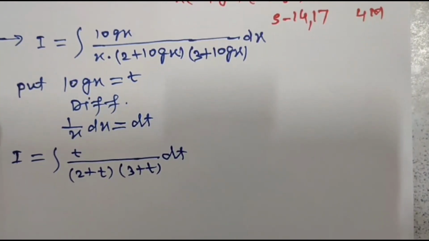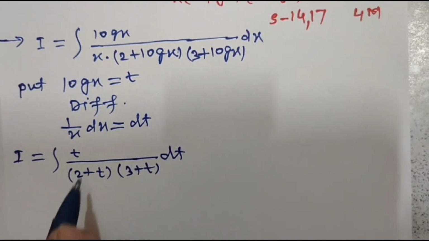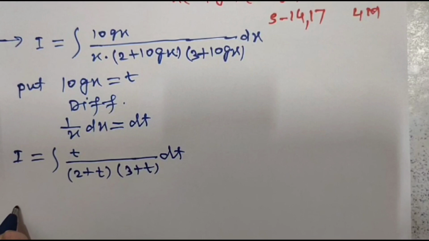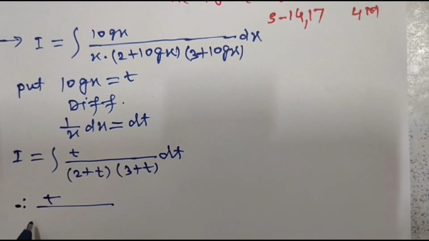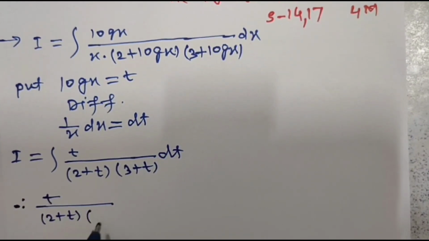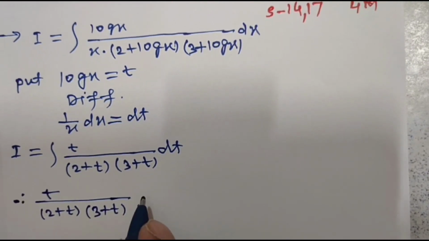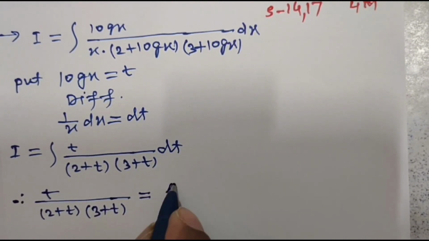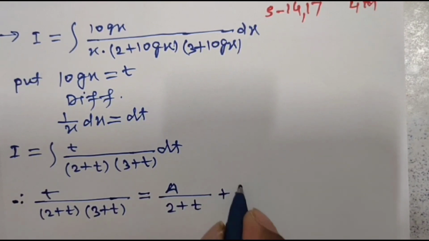Okay. Now find the partial fractions of t upon 2 plus t into 3 plus t. Hence we can write t upon 2 plus t into 3 plus t is equal to arbitrary constant A divided by the first linear factor plus arbitrary constant B divided by the second linear factor.